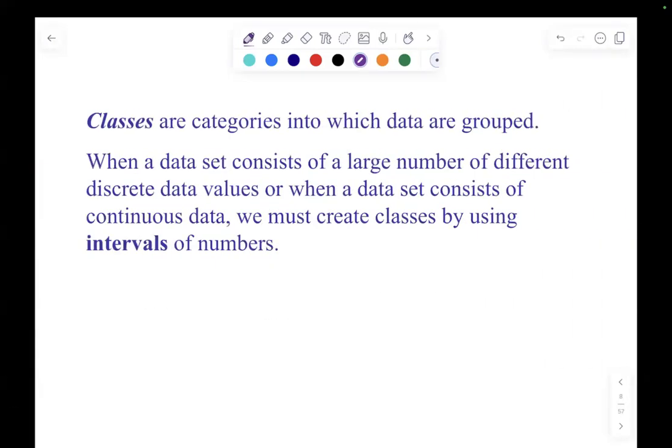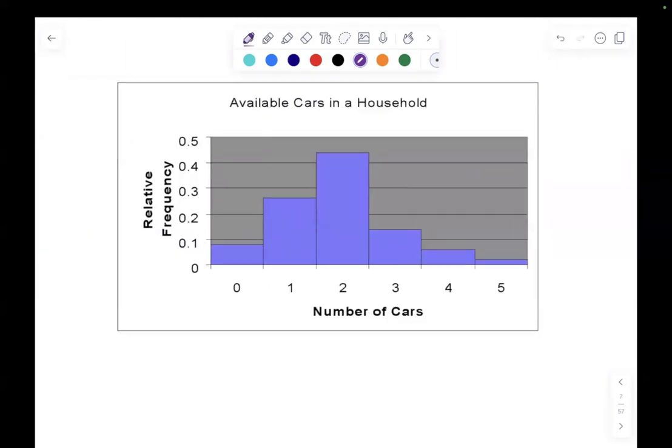So classes, I usually call them bins. I'm going to put that word there also. Classes, bins, categories, this is where we group things. With discrete, it's usually just one value. But if it was a large number of different discrete values, we would have to create intervals. Notice how this number right here is directly in the middle underneath the bar.